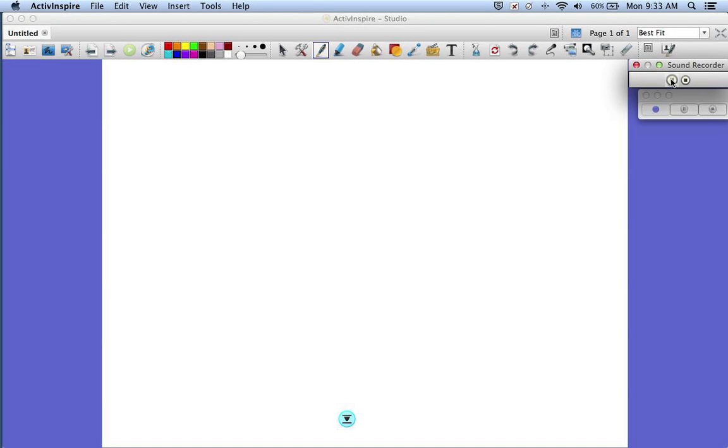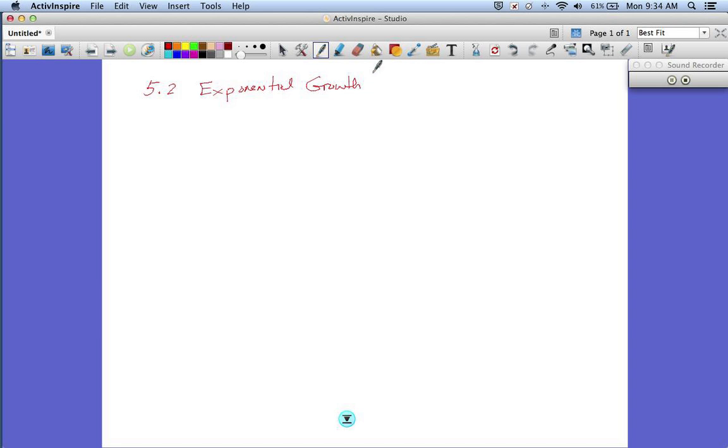Continuation on exponentials. Today we're going to talk specifically about exponential growth and decay here in Chapter 5, Section 2. Exponential growth and decay, which we spent a fair amount of time discussing in the first video of this unit. And we'll just get into some more specifics with that today.